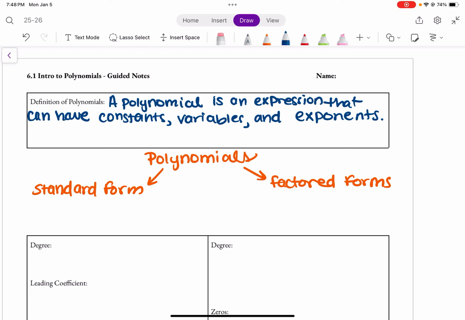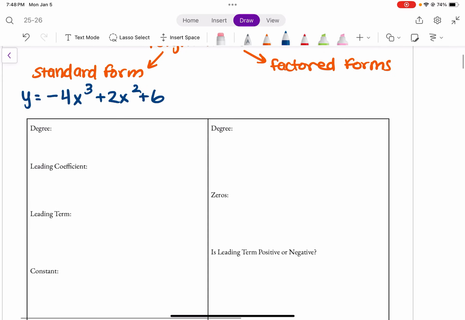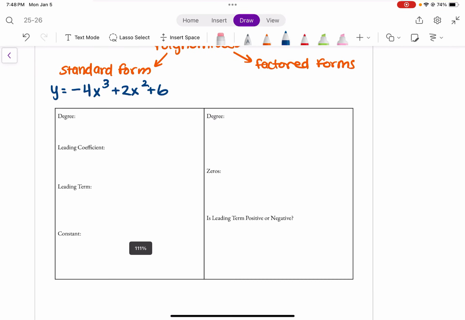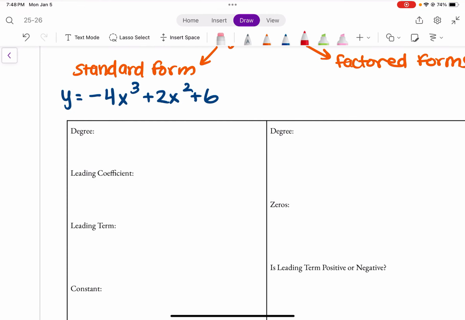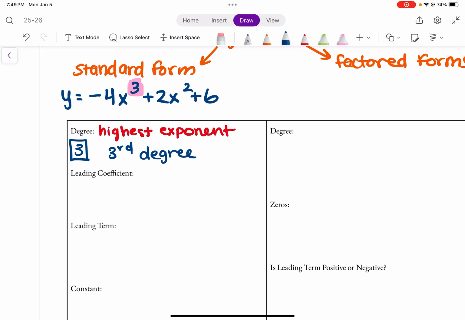So an example of something in standard form is if we have this equation, y equals negative 4x to the third plus 2x squared plus 6. And if we have stuff in standard form, we have a number of things that we can find. The first thing that we can easily find is what we call the degree. And the degree is the highest exponent. So in this case, my degree is 3. So the degree is 3, or sometimes we would call it a third degree polynomial. Okay, so again, degree is the highest exponent.